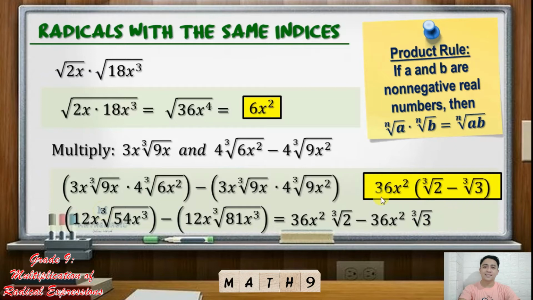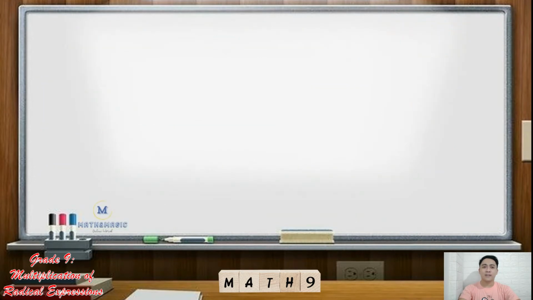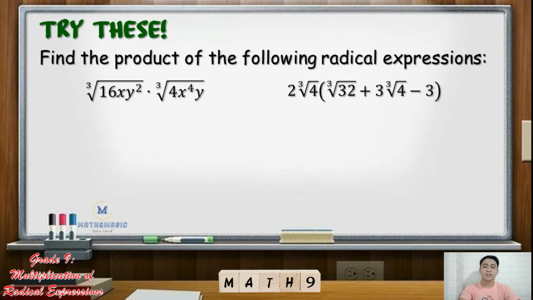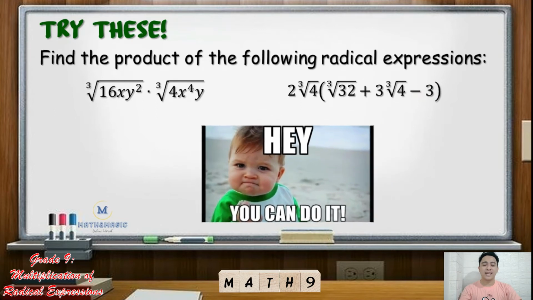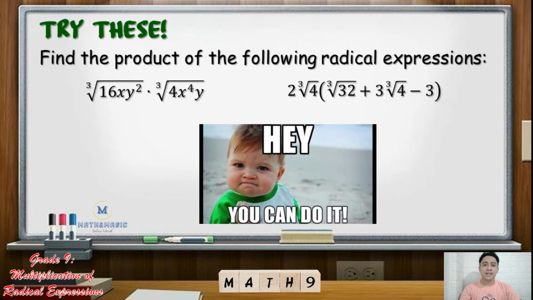Now try this. Find the product of the following radical expressions. First, cube root of 16xy squared times cube root of 4x raised to 4y. And second, 2 cube root of 4 times quantity cube root of 32 plus 3 cube root of 4 minus 3. You may pause this video while you are answering. Also, please don't hesitate to write your answers in the comment section below.